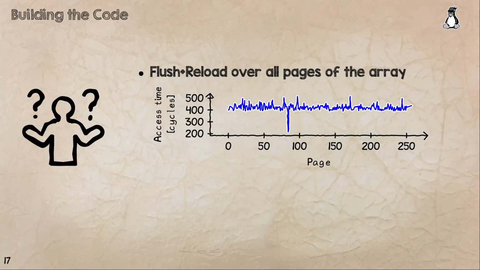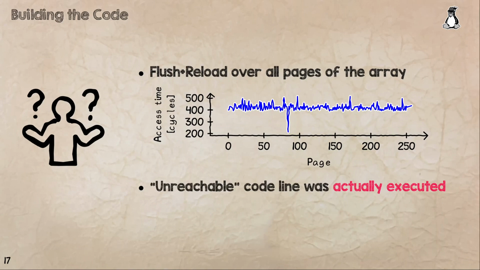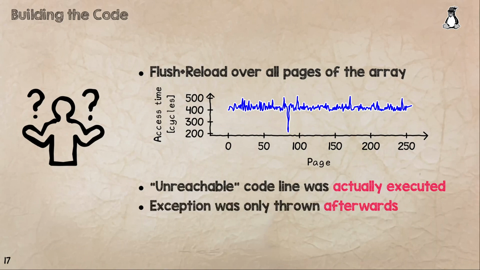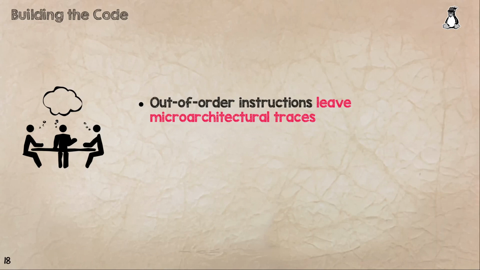Whoa, it was accessed. But this is a line that was reached out of order in execution. This is fine. There's an exception before that. That shouldn't be fine. The exception was thrown afterwards, but this is just out of order execution. Nothing to worry about here. Okay, if you think so.